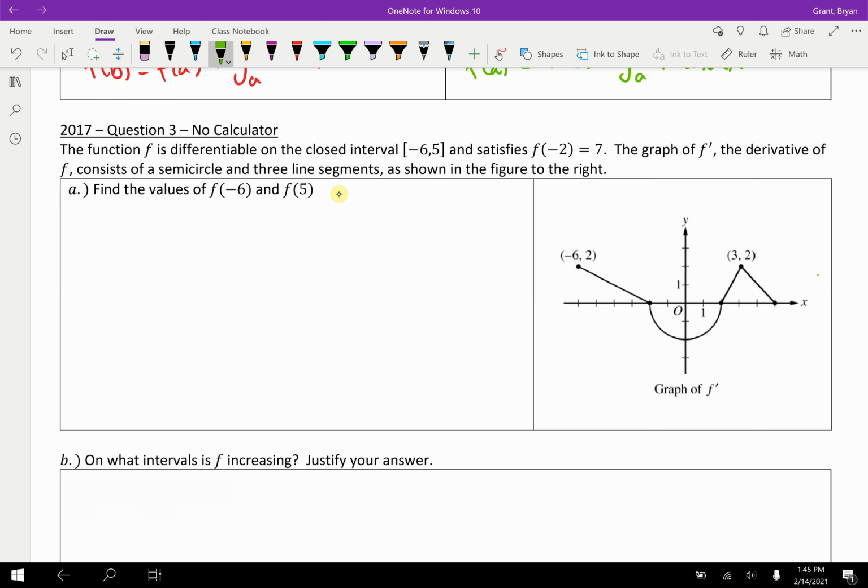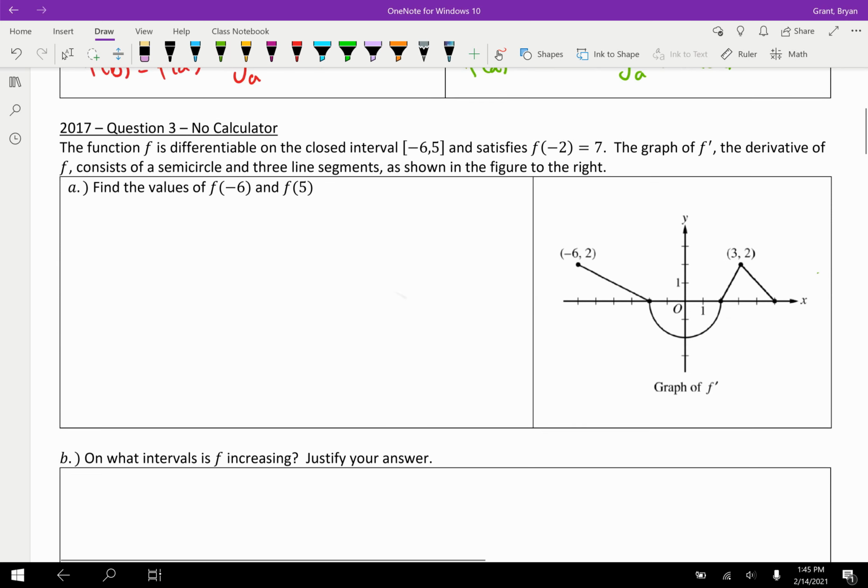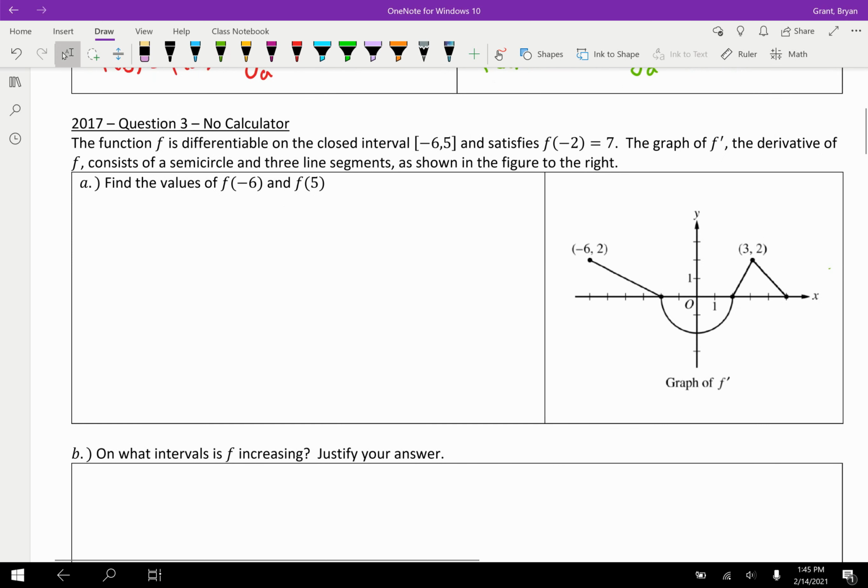Lastly, we're given that the graph of f prime, which is of course down here, consists of a semicircle and 3 line segments. And that's important in case, hypothetically, we had to find the area of this shape, and we wouldn't want to say, oh, I think that's a semicircle, but maybe it's the graph of sine. Well, now we know it's actually a semicircle, which makes finding the area a little easier. Okay, what do we do? Well, they're asking us to find the values of f of -6 and f of 5. Okay, well, let's just tackle one at a time. How do I know which one to do first?